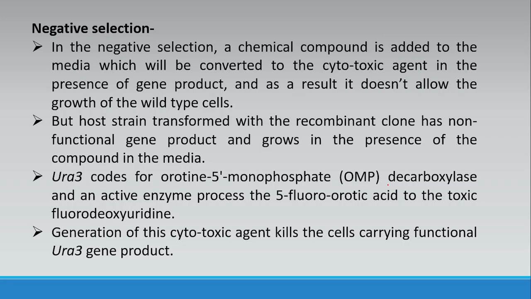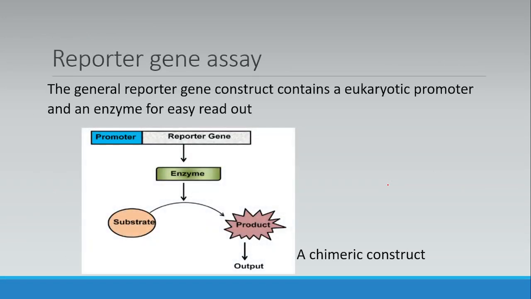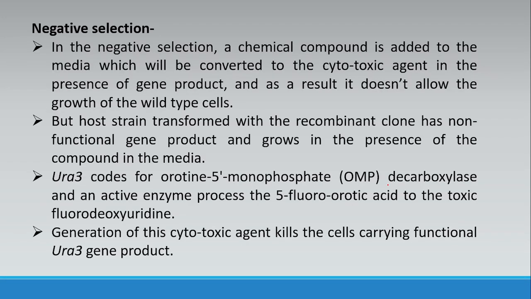In negative selection, a chemical compound is added to the medium which will be converted to a cytotoxic agent in the presence of the gene product. As a result, it doesn't allow the growth of the wild type cells. Let us take the example of uracil 3. A host strain transformed with the recombinant clone has a non-functional gene product and grows in the presence of the compound in the medium. So let us say the negative selection of the URA3 marker gene.